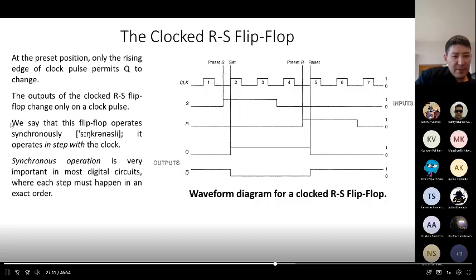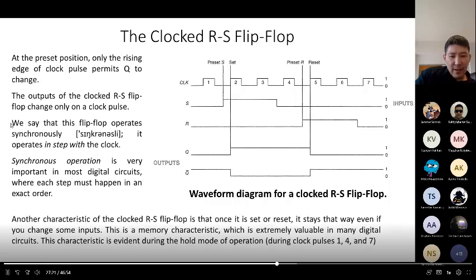Okay, next, synchronous operation is very important in most digital circuits where each step must happen in exact order. So this type of operation is very important in digital systems. So what other characteristics are there? Another characteristic of the clocked RS flip-flop is that once it's set or reset, it stays that way even if you change some input. So yes, guys, you can hear, for example, here, we already activated the set.